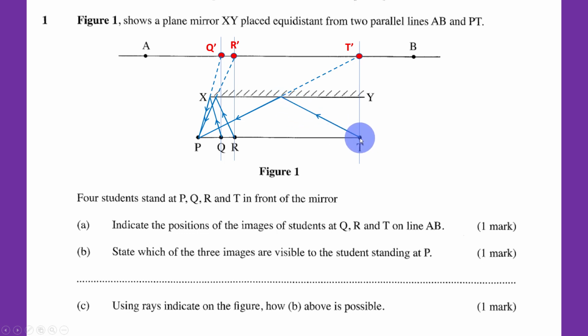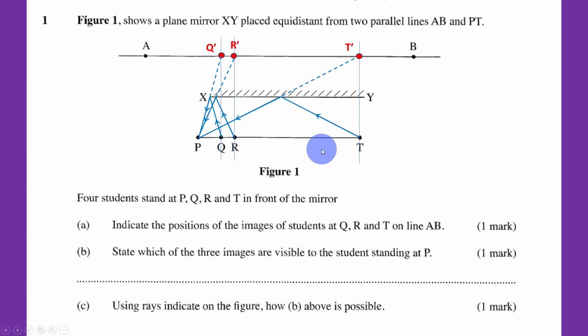Rays of light travel from point T, strike the mirror at this point, and then they are reflected to the student at this point. So at this point, we can draw a normal, identify this as the angle of incidence, this is the angle of reflection, and we'll be able to see as if this ray of light is coming from here, and of course that is where the image is going to be formed. But when it comes to Q, let me see whether that one is possible. It moves like this and then it gets reflected like this. So it's possible to see the image of student Q.